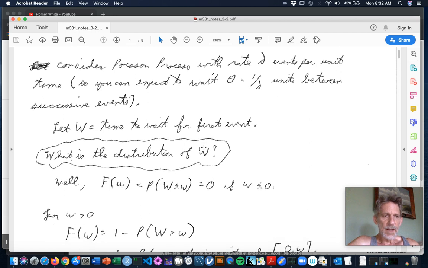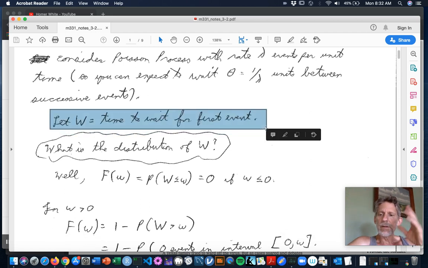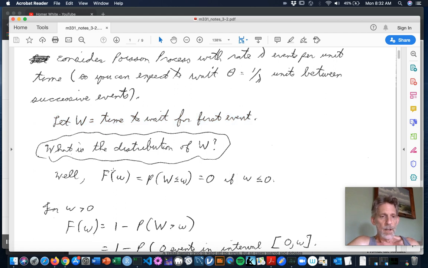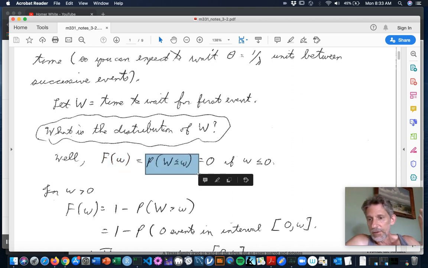All righty. Let's let W be the time to wait for the first event. And let's see if we can get the probability distribution for W. Well, let's go for the CDF, capital F of little w. So that's the chance that capital W is less than or equal to little w.